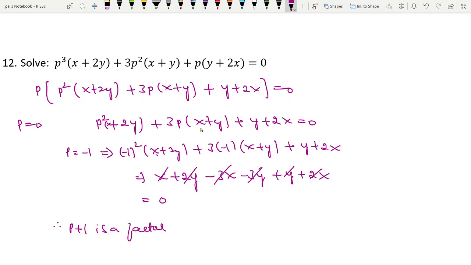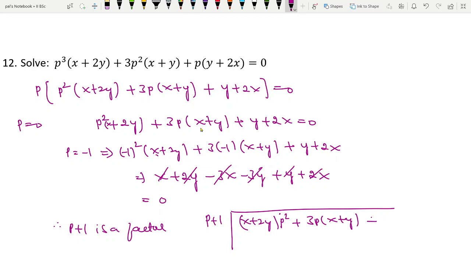To find the remaining factors, if we need other factors, there is still one more factor. So for that we have to divide this equation by p plus 1. So start division from p plus 1. We have to divide x plus 2y into p square plus 3p into x plus y plus y plus 2x. We have to divide this by p plus 1.